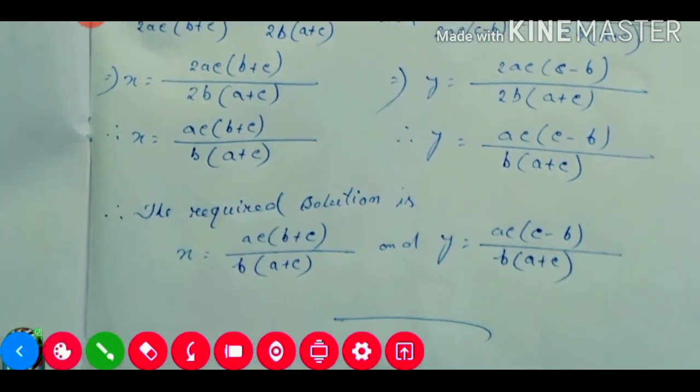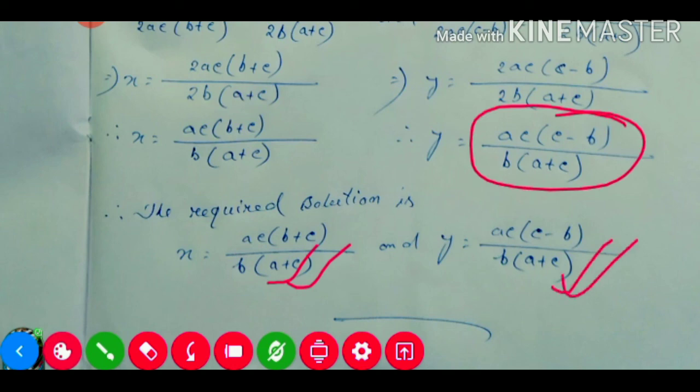Therefore the required solution is x equal to what we got here, and y whatever we got here. So this exercise is finished.